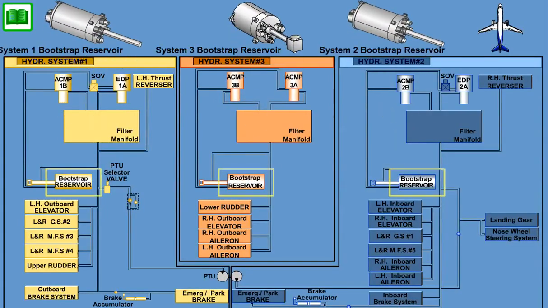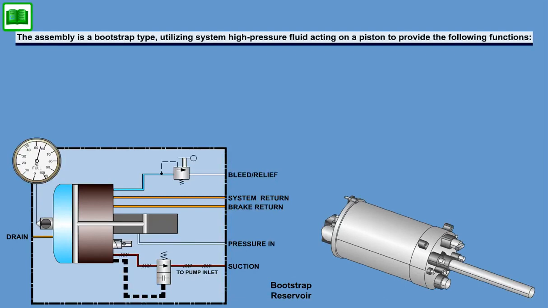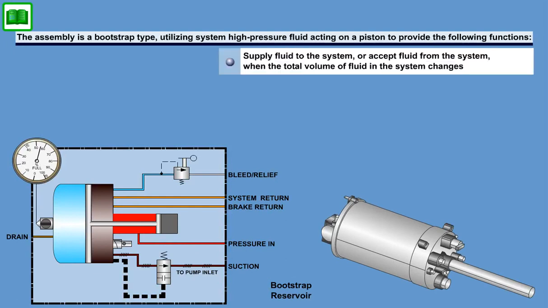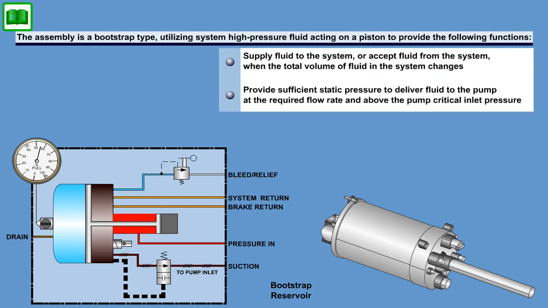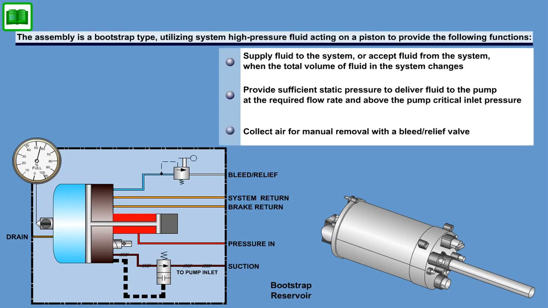Each of the 3 hydraulic systems contains a reservoir for storage of hydraulic fluid. The assembly is a bootstrap type, utilizing system high-pressure fluid acting on a piston to provide the following functions: supply fluid to the system or accept fluid from the system when the total volume of fluid in the system changes. Provide sufficient static pressure to deliver fluid to the pump at the required flow rate and above the pump critical inlet pressure. Collect air for manual removal with a bleed relief valve.